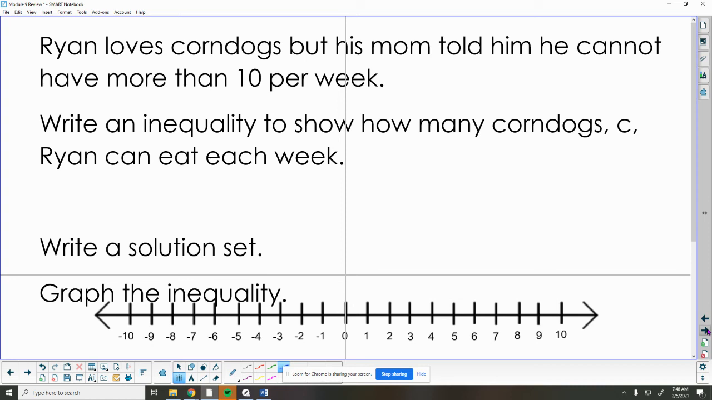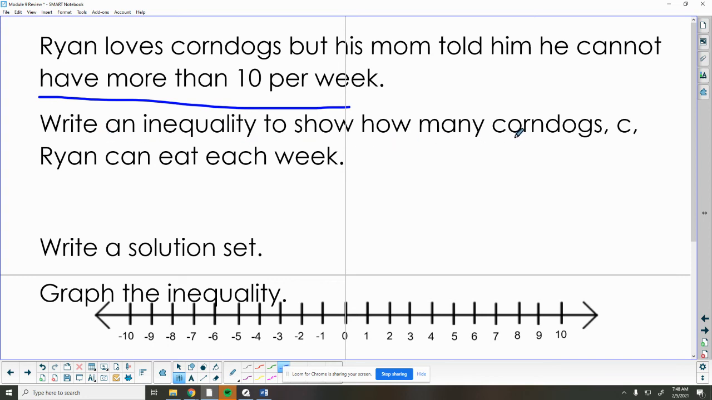Hey, Ryan loves corn dogs, but his mom told him he cannot have more than 10 per week. So he cannot have more than 10. So can he have 8 corn dogs in a week? Yes. Can he have 11? No, that's more than 10. Can he have 10? Yes, that's not more than 10. That's exactly 10. So I'm hearing we need an equal sign as part of our inequality.